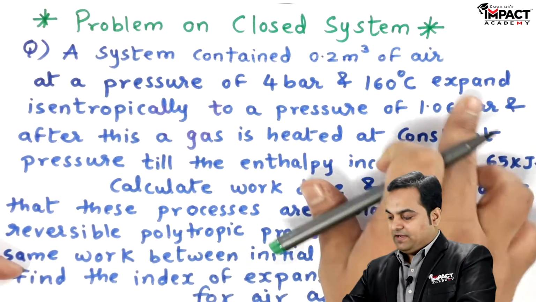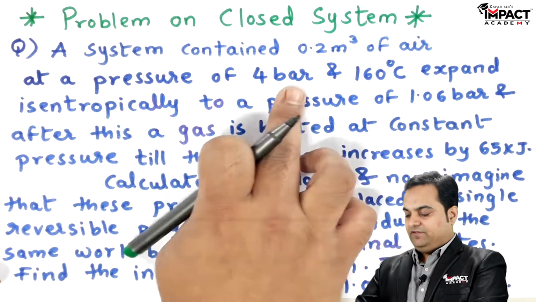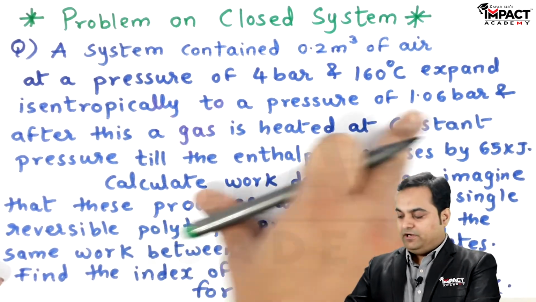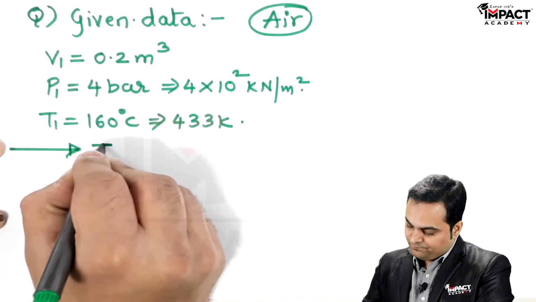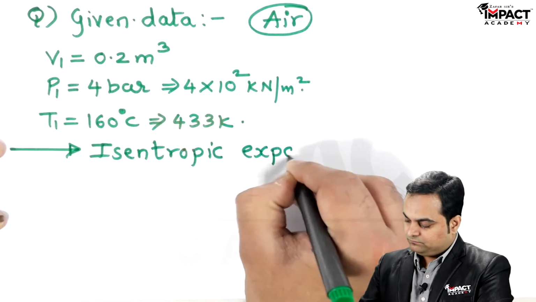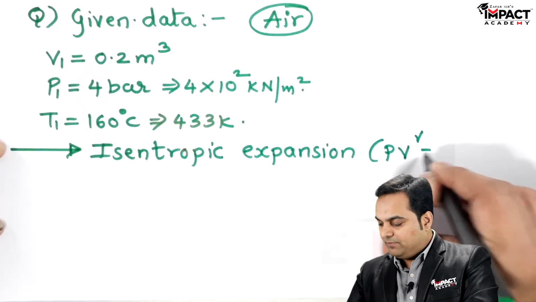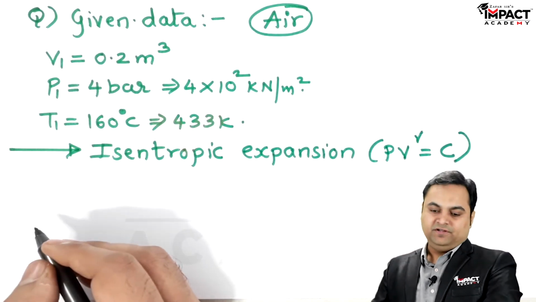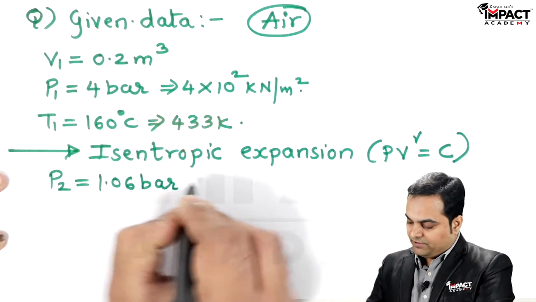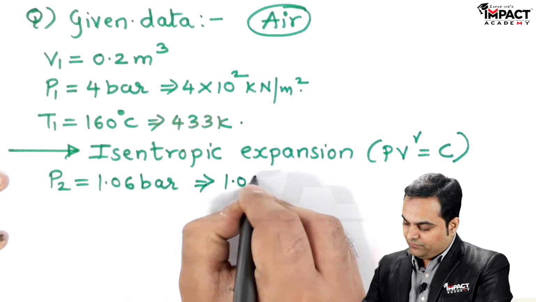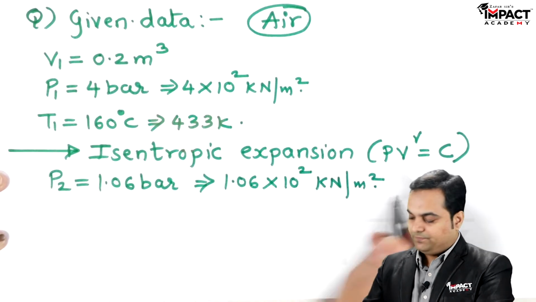So convert the temperature into Kelvin, that is absolute temperature. Next, expands isentropically to a pressure of 1.06 bar. So here we can see there is a pressure drop from 4 bar to 1.06 bar. It means it is an expansion process, and that is isentropic expansion, which is given by the law PV raised to gamma equal to constant, that is C. The pressure is falling to 1.06 bar. So when I convert this, it is 1.06 into 10 raised to 2 kilonewton per meter square.